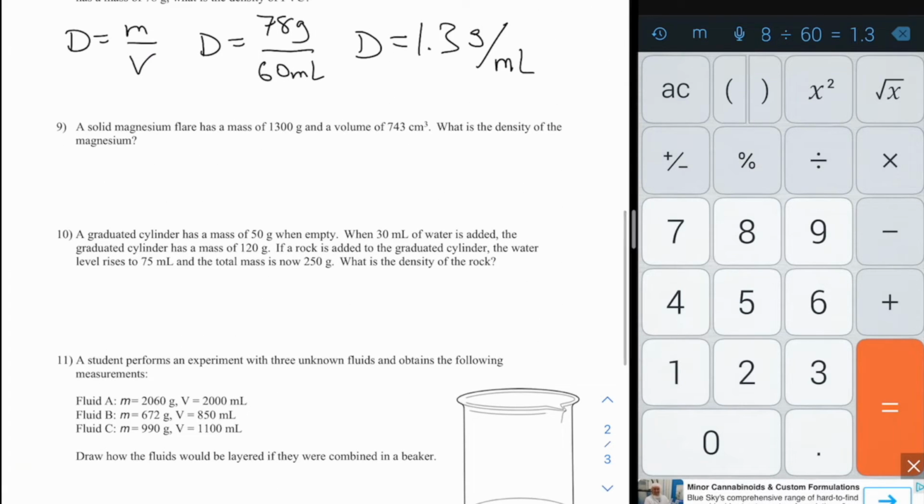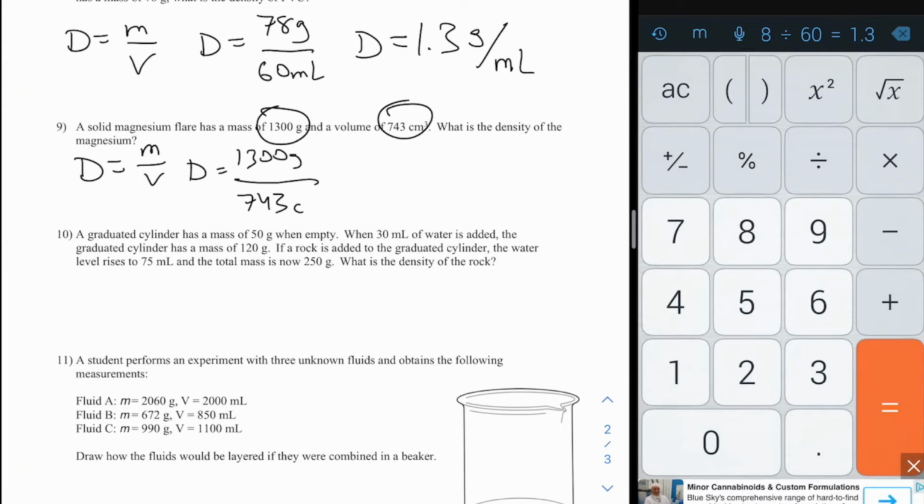Next one. A solid magnesium flare has a mass of 1,300 grams, volume of 743. So we want to find the density. So it's mass divided by volume. Mass is 1,300 grams divided by 743 centimeters cubed. Type that in my calculator. 1,300 divided by 743 is the density of the magnesium, 1.75 grams per centimeters cubed.